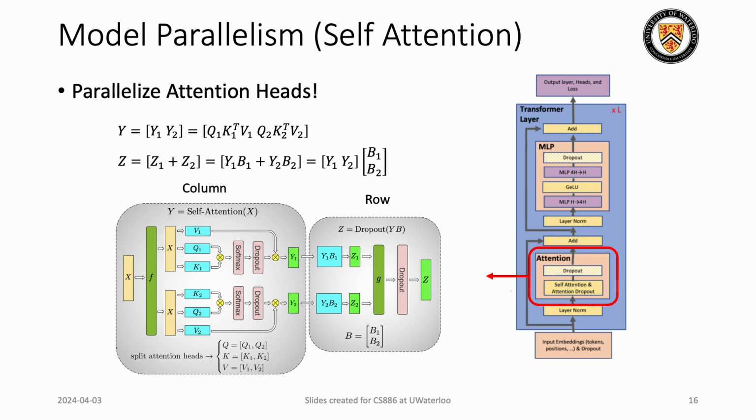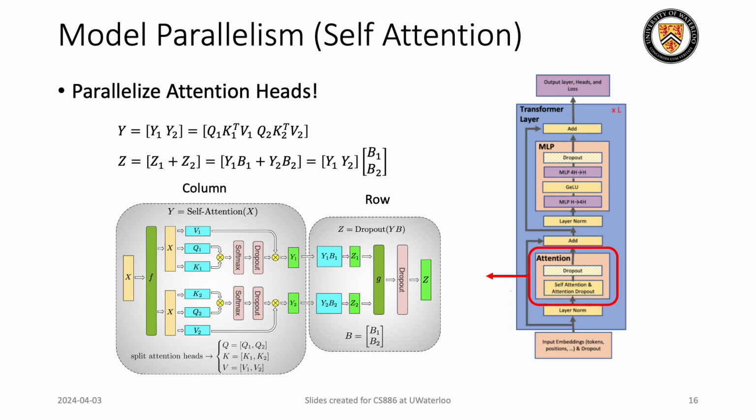Same idea can apply to the self-attention block, except that we basically will parallelize attention heads now. So let's assume for the sake of example that we have only two attention heads. We're going to put every attention head on a separate device. The first device is going to take, again, column parallelism. We're going to take X and we're going to split the V, Q, and K by column. And then we're going to do the attention, and then we use the row parallelism in order to complete the linear layer at the end of the self-attention.